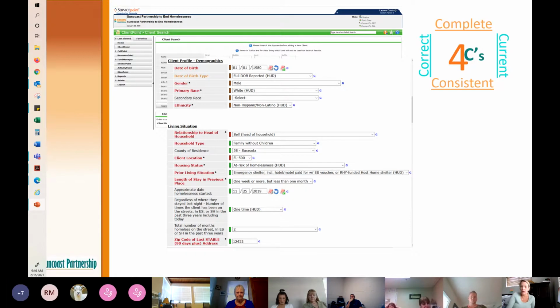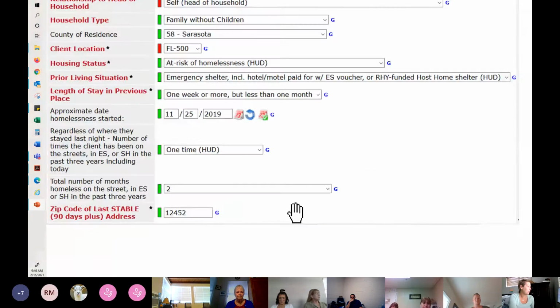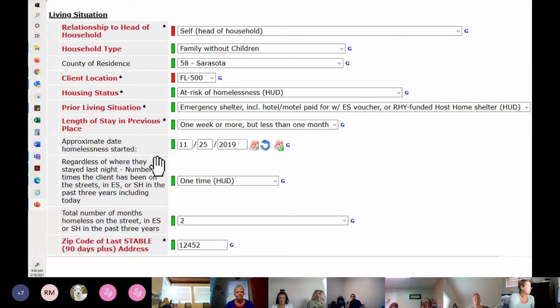And if you want your name to have good data quality scores, then go through and ask every single question with the client, because a lot of this information changes from one day to the next, like prior living situation or approximate date homelessness started.